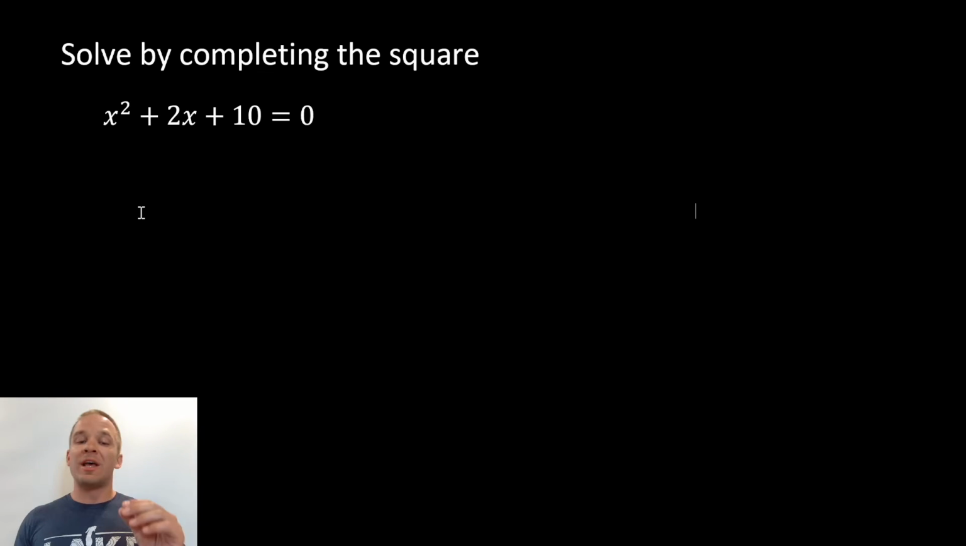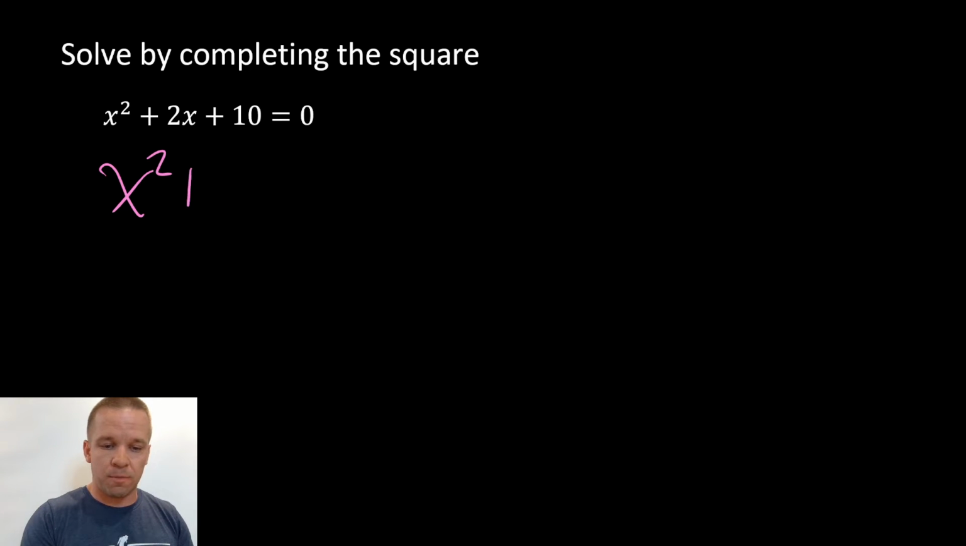We're about to solve this quadratic equation by completing the square. All right, we have x squared plus 2x plus 10 equals 0. Now, normally when we're solving, we want it equal to 0 when we're dealing with a quadratic. But with completing the square, we want our quadratic and our linear term on one side and our constant on the other. So I'm going to have to subtract 10 from both sides.